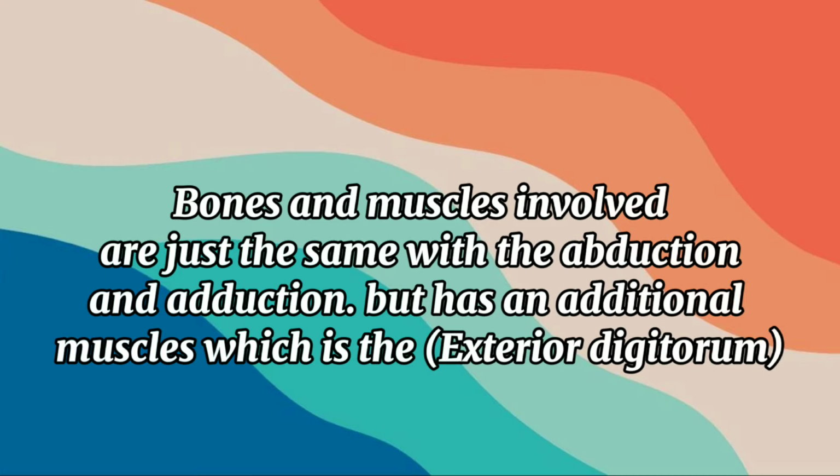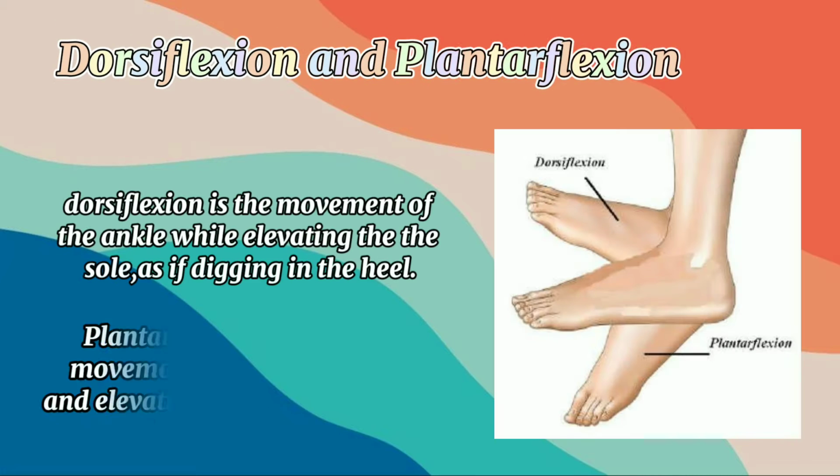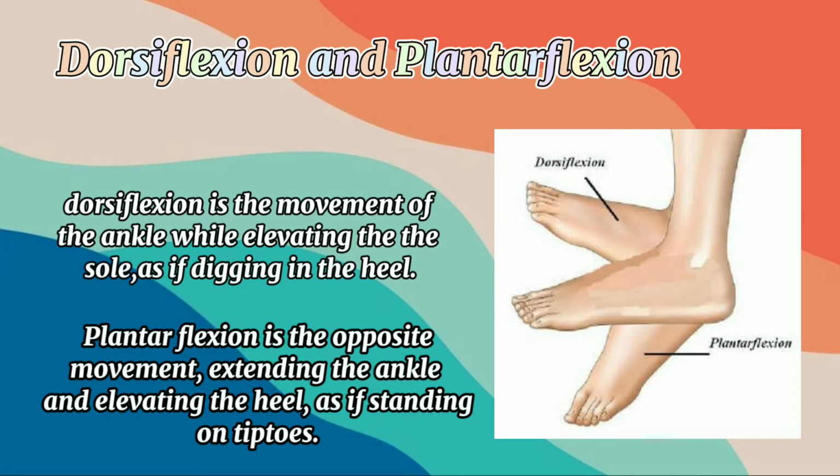Bones and muscles involved are just the same as with abduction and adduction, but with an additional muscle, which is the extensor digitorum. The fourth movements are dorsiflexion and plantar flexion.